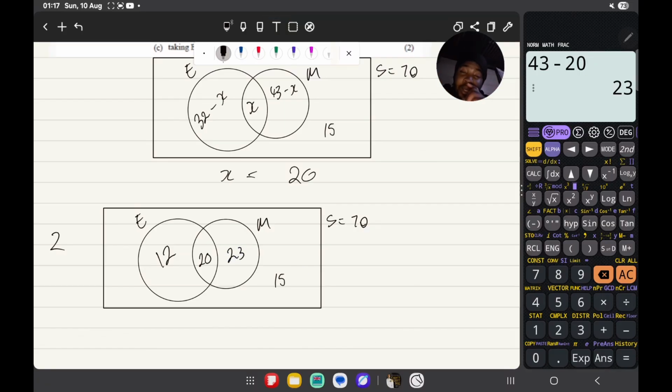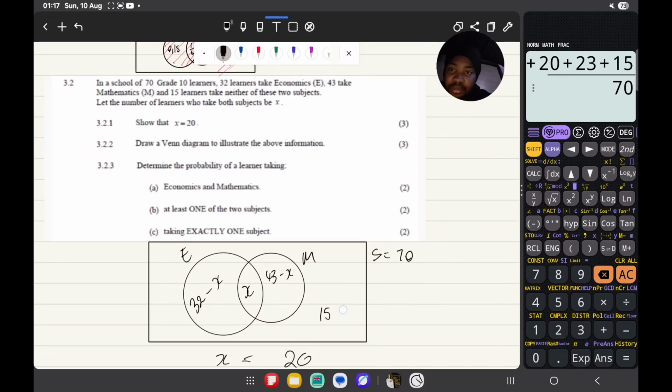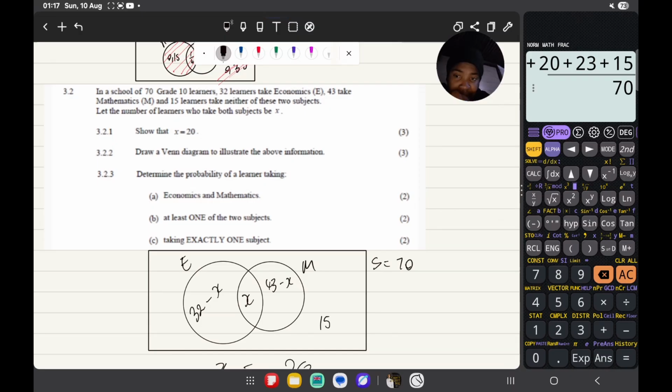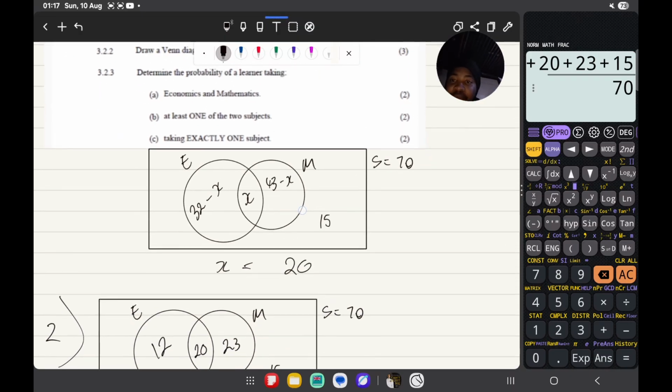Remember, the idea must still be the same. If I add all the numbers inside, I must get 70. If I don't get 70, I am wrong. So let me do that. I have 12 plus 20 plus 23 plus 15, which is 70, saying that I did nothing wrong. Everything is still fine so far. That was number 2, where I drew the Venn diagram. And now I'm answering questions based on the Venn diagram.